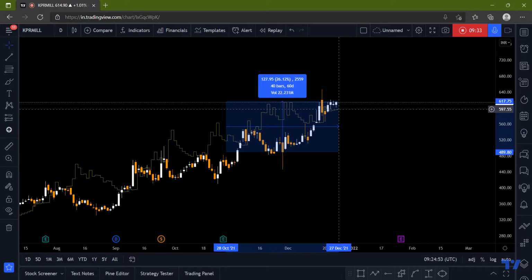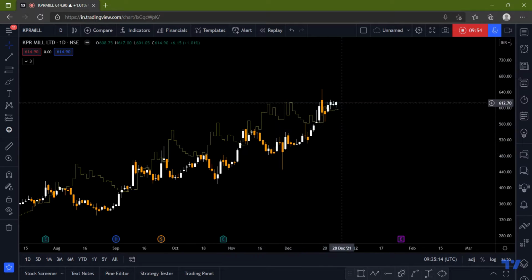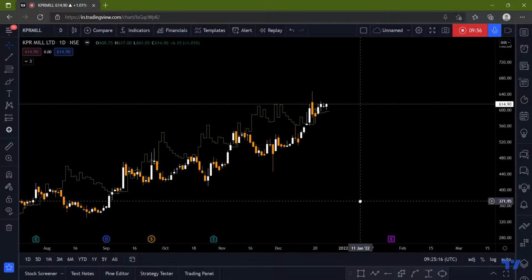So 25% is a very decent return for any stock. But you see, if you calculate the average return that this stock has given per day, then it comes out to be just 0.5%. And if you're able to make 1% daily, that means in a period of 50 days, you're able to make 50% returns. So that is obviously a better choice. And that is why we take BTST trades.